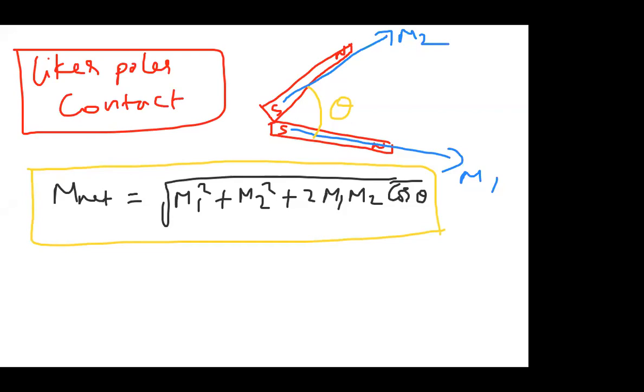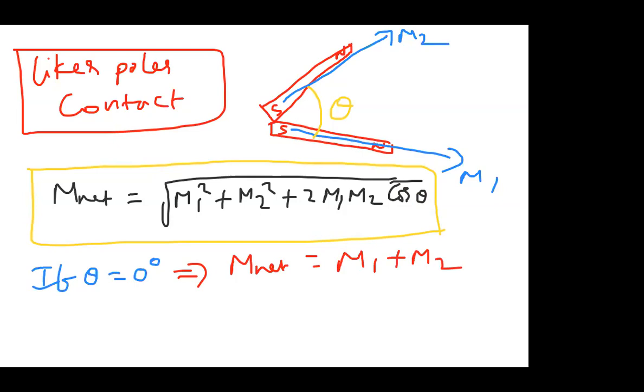If theta is equal to 0 degree, what will happen to the net magnetic moment? Cos 0 value is 1, so you'll get square root of a square plus b square plus 2ab, which is square root of a plus b whole square, which is a plus b. From that I can write the net magnetic moment as M1 plus M2.